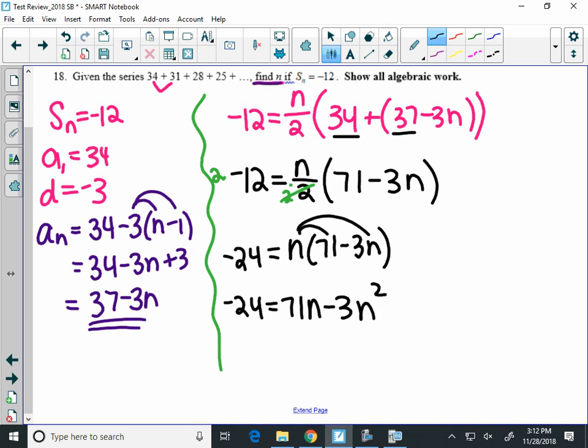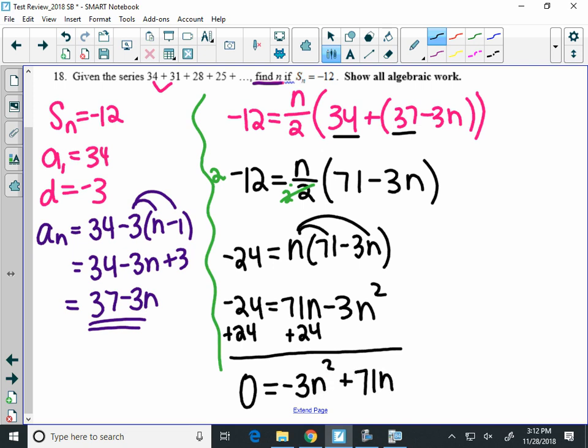Uh-oh. Looks like we might have a quadratic on our hands. We might have to factor. So what I would do is, because we are going to end up having to factor, let's add 24 to both sides. Okay? And once I do that, I'm actually going to rearrange the formula here so that I have my squared term first. So I'm just going to rearrange this as I go. Negative 3n squared plus 71n plus 24. Okay. That is where we are at.